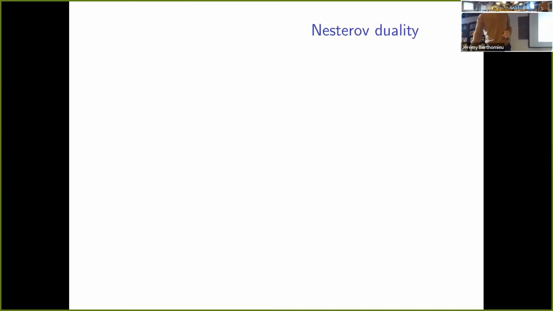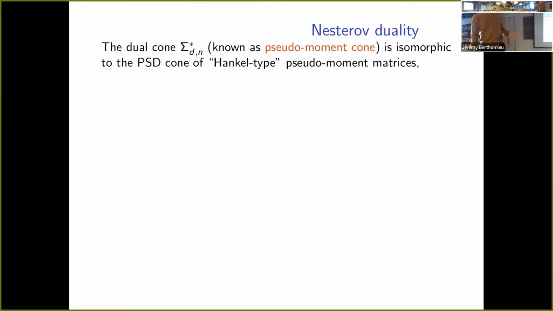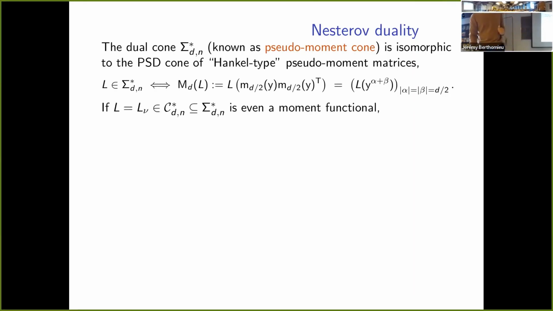Okay, and again now because I'm coming back to questions that Greg and Baron posed. So you take the dual cone to the PSD cone, that is the so-called pseudo-moment cone. And this cone is isomorphic to the PSD cone of Hankel type pseudo-moment matrices, right? So if you take a linear functional L that evaluates to non-negative things on the sum of squares cone, then you can associate with it the matrix of degree d moments just by this formula, right?